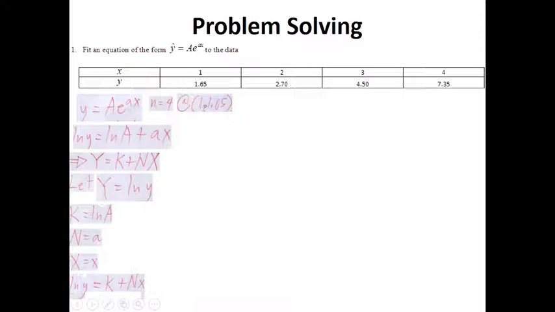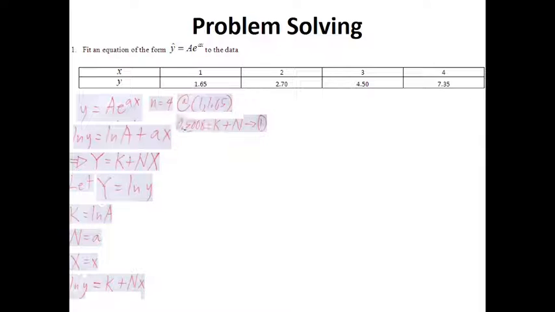So at 1, 1.65, we have ln of y, ln of 1.65, that is 0.5008. Then k plus n times x, where x is 1. So we have the first equation.